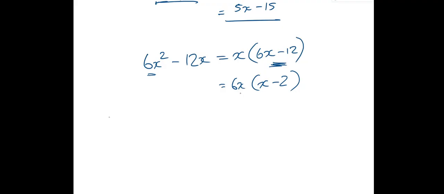And just to prove it, let's expand it out. 6x times x is 6x squared. 6x times negative 2 is negative 12x. That's what we started with. That's what we finished with. So this is the most simplified answer that we have for this.